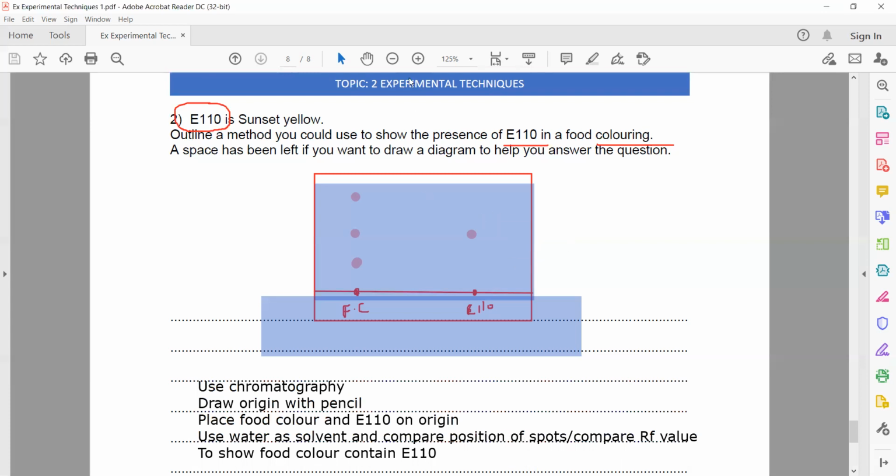Whenever you draw a diagram, it should be a labeled one. So you should mention this is a chromatogram, a solvent, origin or a baseline, solvent front, and the spots.